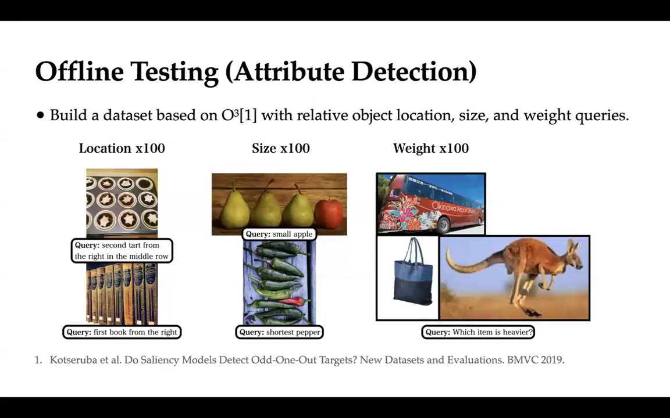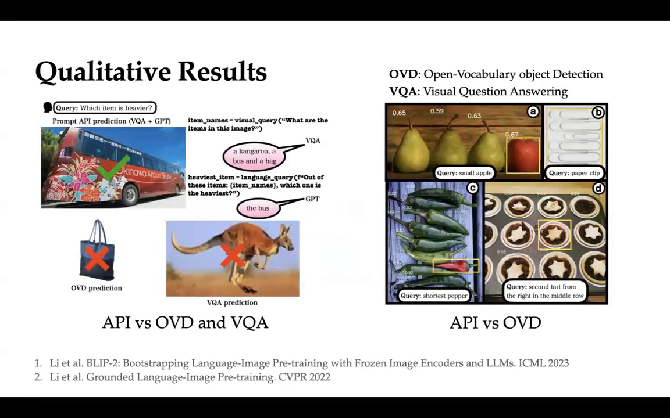In order to evaluate the visual reasoning capabilities of the API, we build a dataset based on Node 1 out with relative object location, size, and weight queries, and compare the perception API with OVD and VQA. On the left, OVD and VQA fail to identify the heaviest object, but the API LLM-generated code returns the correct answer. On the right, OVD and API predictions are shown with green and yellow bounding boxes.